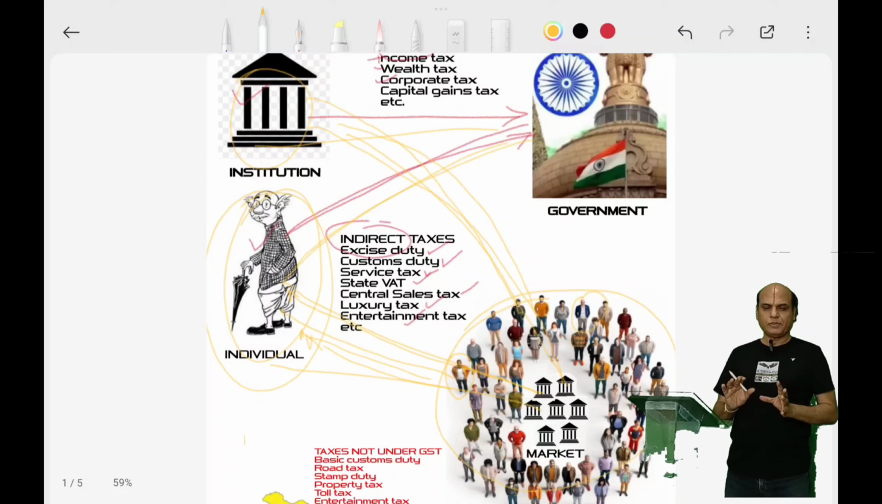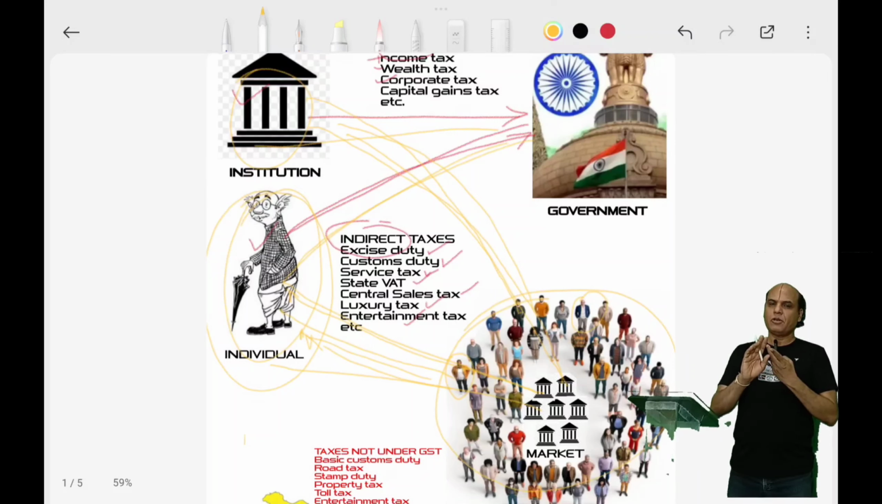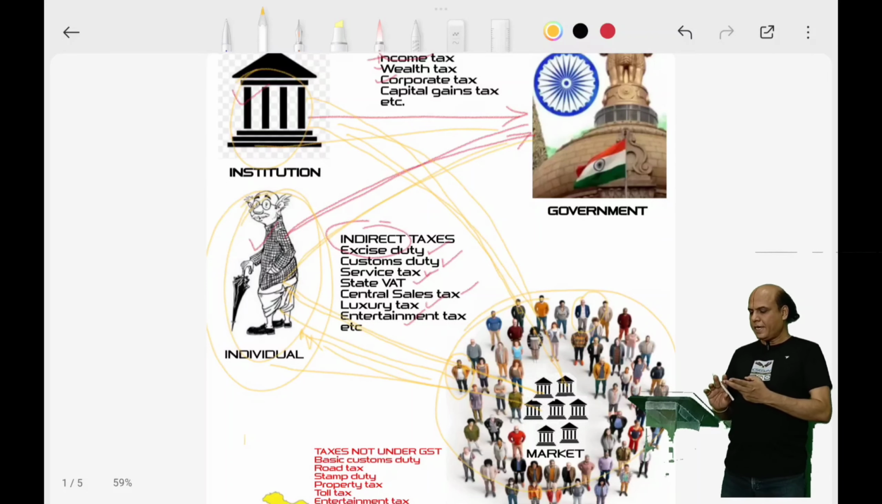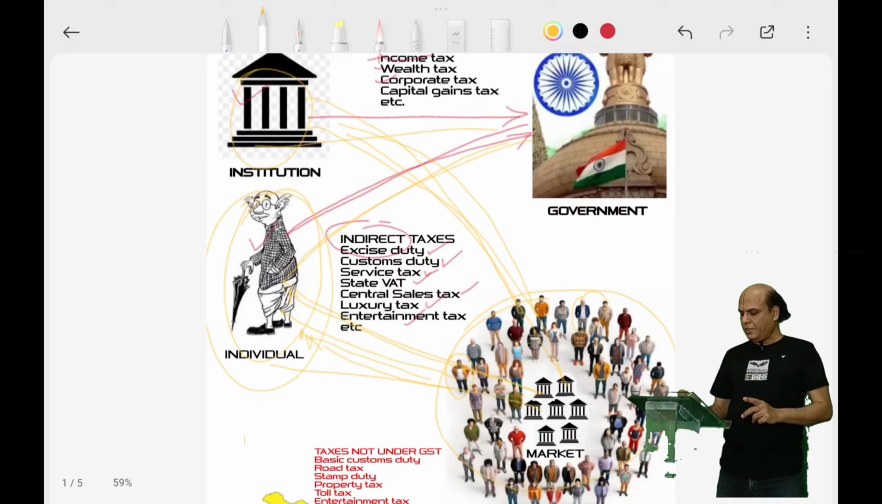Hope you are clear. So there are two kinds of taxes: direct tax, where the individual or institution pays directly to the government; and indirect tax, where somebody else will collect tax on behalf of the government, and they are eventually supposed to pay to the government. So these are called indirect taxes.